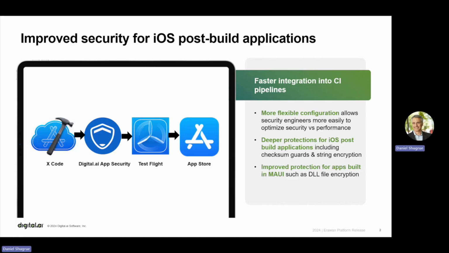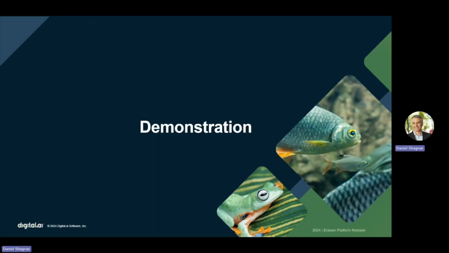As of Erawan, we've greatly strengthened those post-build protections and are happy to announce that our latest ARM protections include usability improvements, such as the ability to more easily optimize security against performance, the ability to perform checksums dynamically, which is what I'm about to show you, as well as new string encryption. In addition, we've improved the ability to protect MAUI apps by adding protections for DLL files. So let's see the new checksum guard in action.